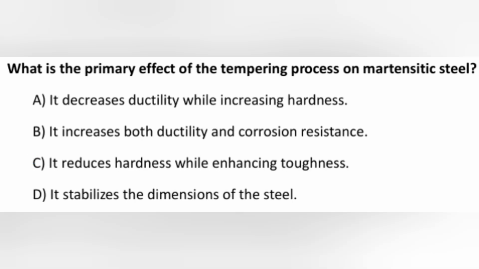What is the primary effect of the tempering process on a martensite steel? Okay, what is the effect of tempering process? First one is to decrease the ductility by increasing hardness. Then it increases both ductility and corrosion resistance. Reduce the hardness while enhancing the toughness, and it stabilizes the dimension of the steel.